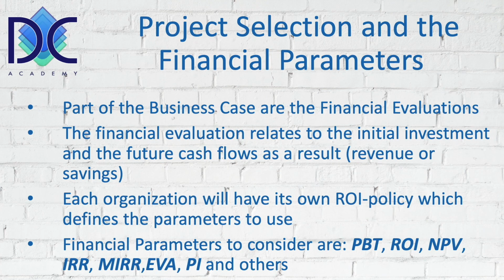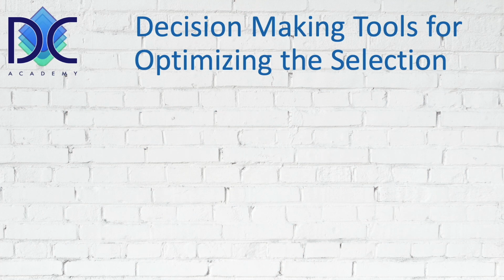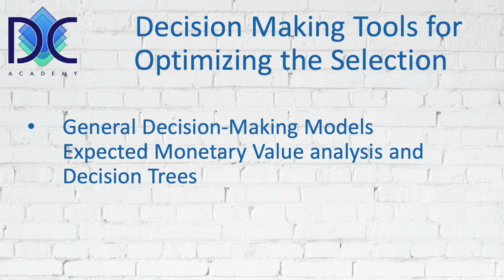Now, how can we optimize our decision? We have different decision-making models that we can use, and I will only mention them here. I will not discuss them in detail. But for example, we have general decision-making models, which are, for example, expected monetary value analysis and decision trees. Here you're going to compare different solutions. You will integrate probabilities, you will integrate outcomes, profits, and you can compare different scenarios to find the best scenario for your solution.